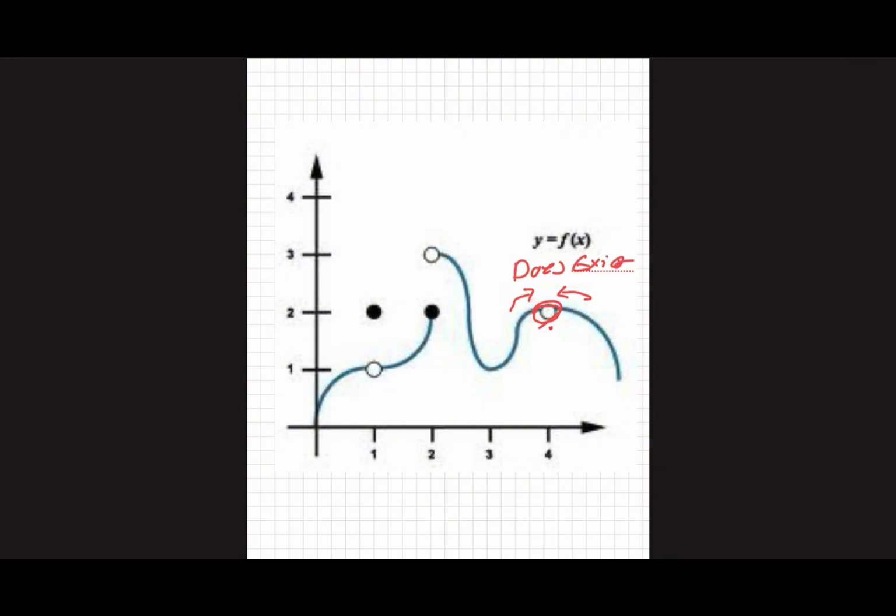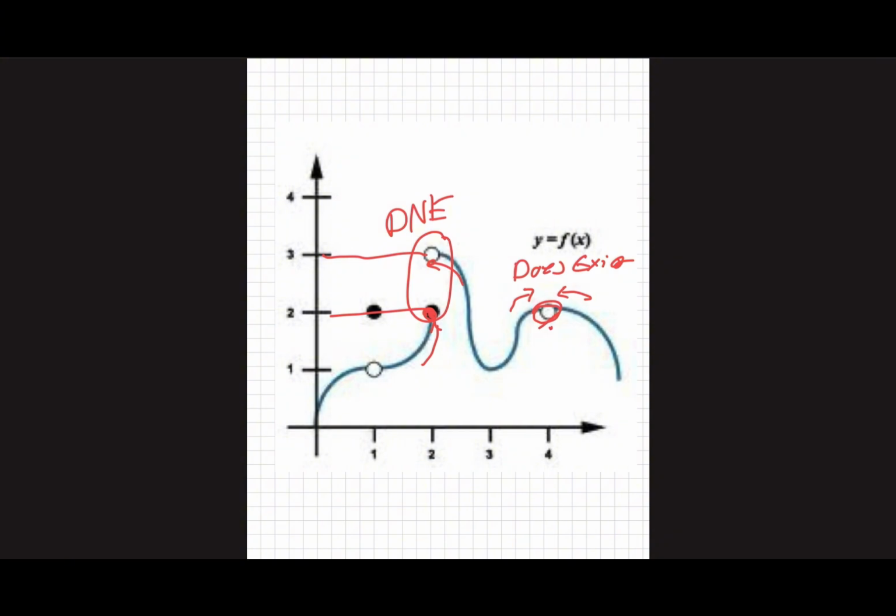Also, here we see a jump, which means that even though we have one defined point here, it goes this way and then immediately jumps up to here. So if we're looking from the left, we see that the limit is 2, but if we're looking from the right, we see that the limit is 3, which don't match, so jumps do not exist.